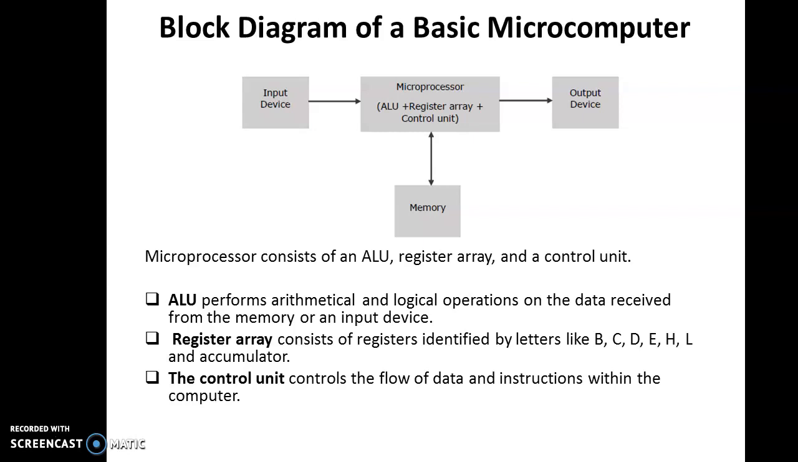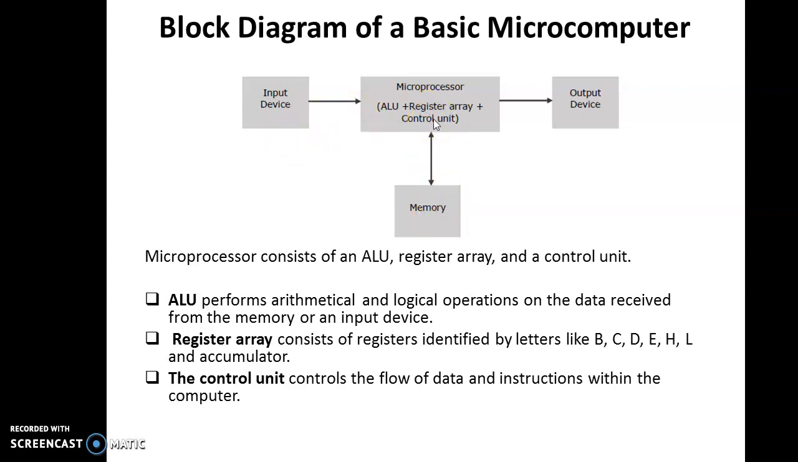Block diagram of a basic computer. This figure shows block diagram of a basic microcomputer. It consists of 4 blocks, namely input device, microprocessor, output device and memory. Here, microprocessor consists of ALU, register array and control unit. ALU performs arithmetic and logical operations on data received from the memory or an input device.